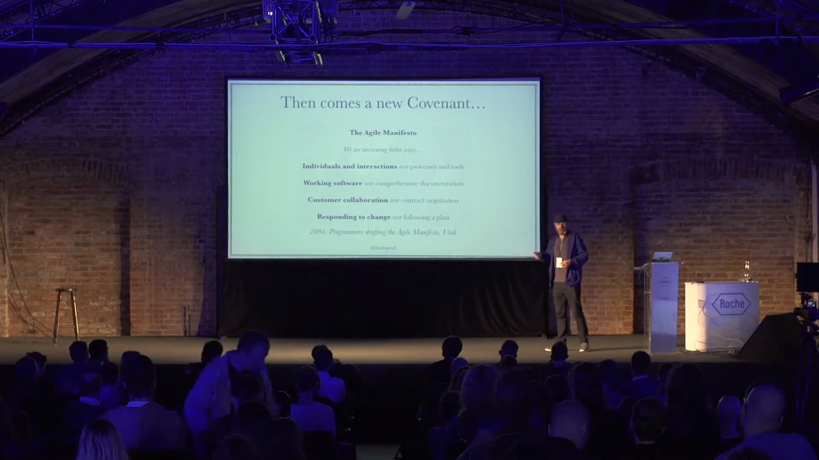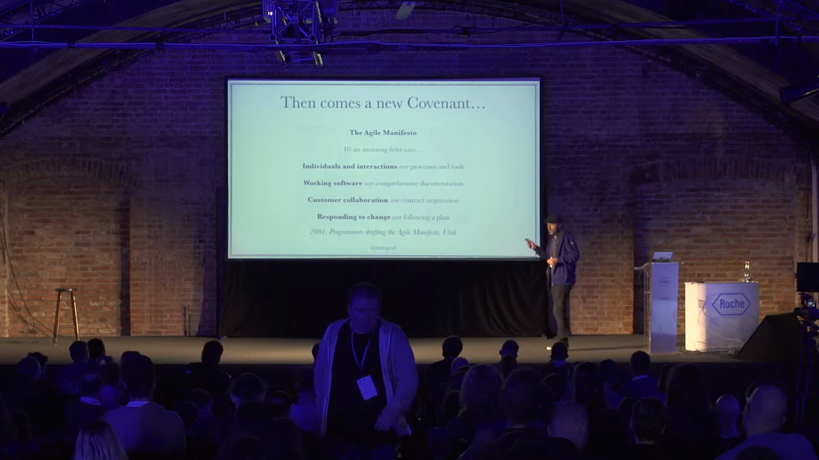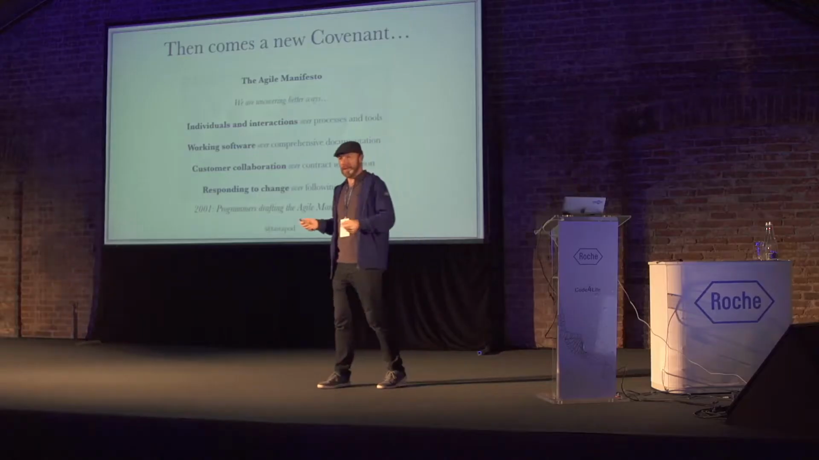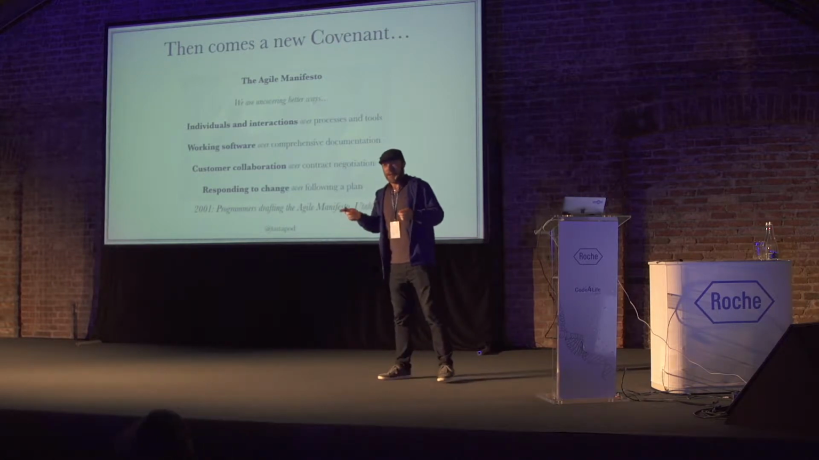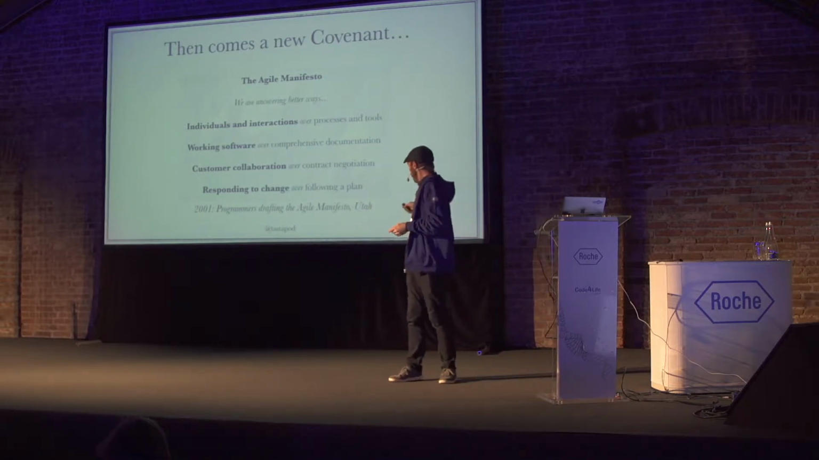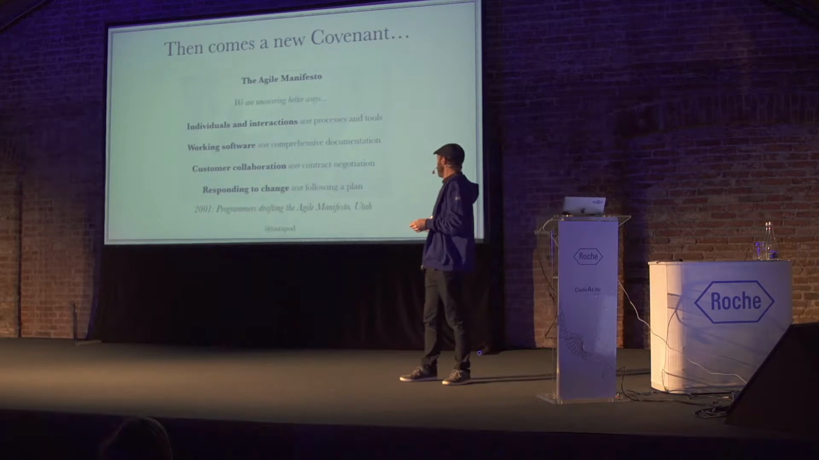So they said some quite outrageous things. They said that individuals and interactions are more important than processes and tools. People misunderstand this document a lot. What they're saying is this: everything on the right here, all of these things.